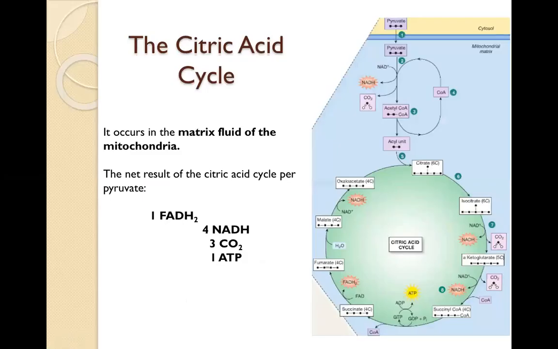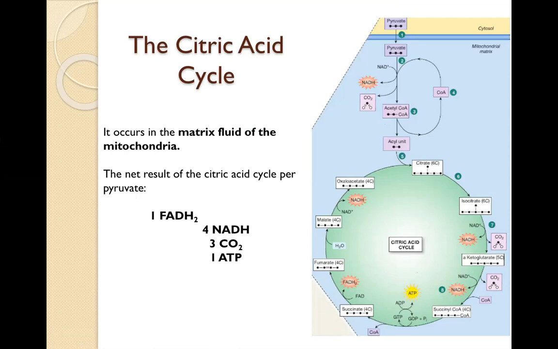So if we look at what we've produced from one pyruvate molecule, we'll see that one pyruvate molecule going through the citric acid cycle produces one FADH2 molecule, 4 NADH molecules, 1, 2, 3, 4. It produces 3 CO2 molecules, 1, 2, 3, and it produces 1 ATP molecule. Keep in mind that this is just for one pyruvate. You have to go through the cycle again to actually see what is produced for one glucose molecule.